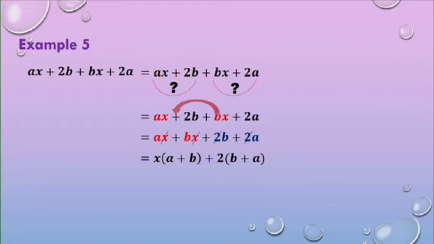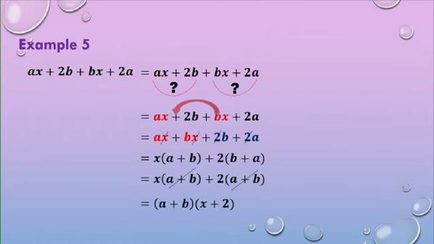So we have x into a plus b plus 2 into b plus a. Now you know that b plus a is same as a plus b. So we can write it as x into a plus b plus 2 into a plus b. We have a compound factor here, a plus b. So the answer is a plus b within brackets followed by x plus 2.